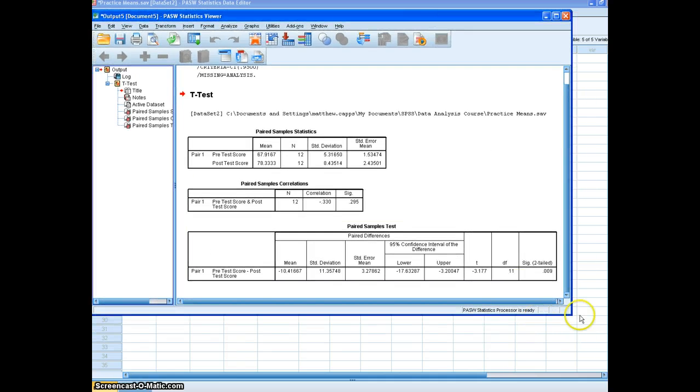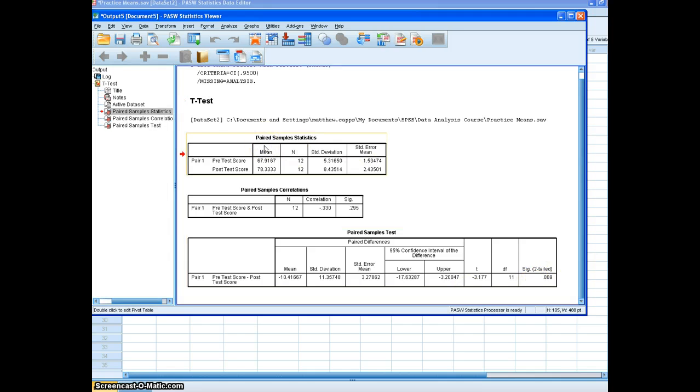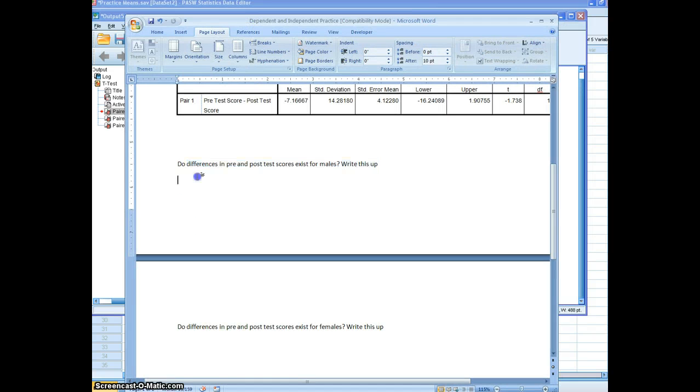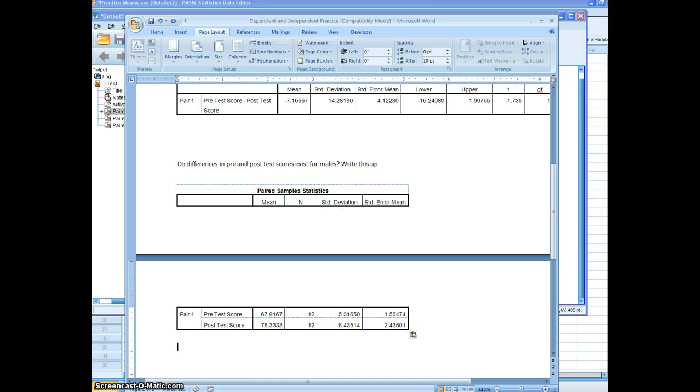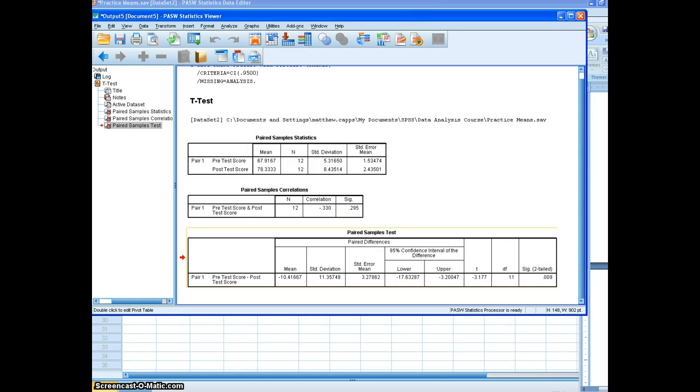This time, because this number is less than 0.05, there is a significant difference. Now before we saw a difference of about 7 points, now we're seeing a difference of 10 points. That's enough to say something significant occurred between these two. So I'm going to keep this and paste it in here. Keep this.